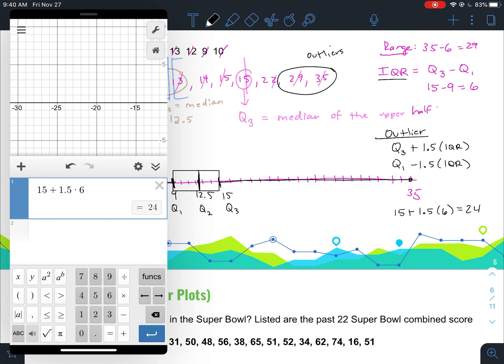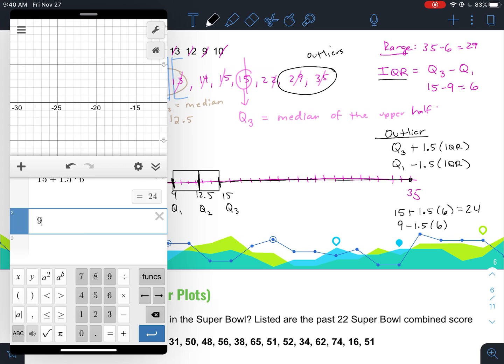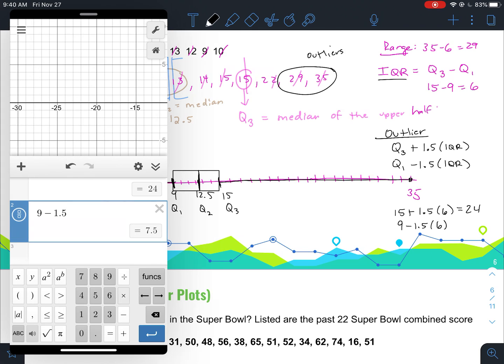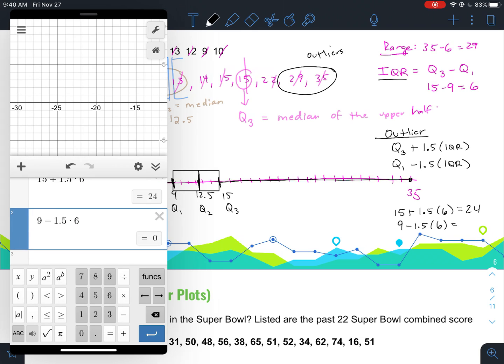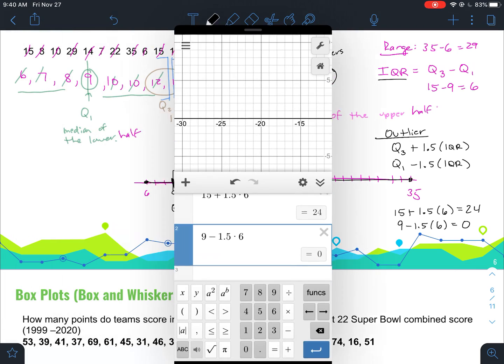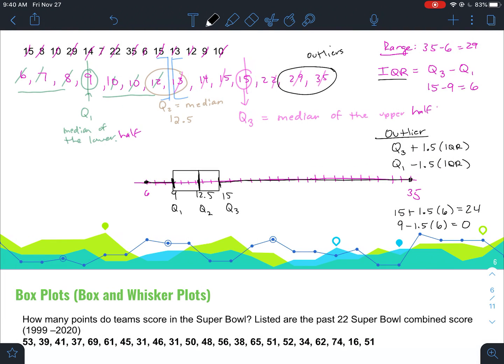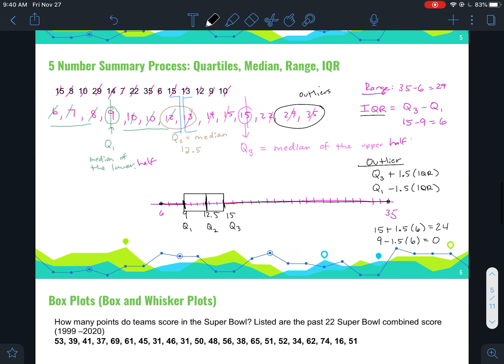And then any numbers smaller than, we're going to do Q1, and in this case Q1 is 9, so 9 minus 1.5 times the IQR, which is 6, would be 0. So any numbers smaller than 0 would also be outliers. So in this problem, you have two numbers that are outliers that really don't fit in with the rest of your data set, and they'd be 29 and 35.